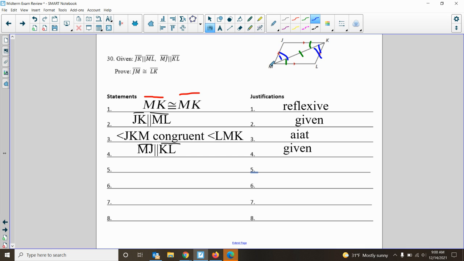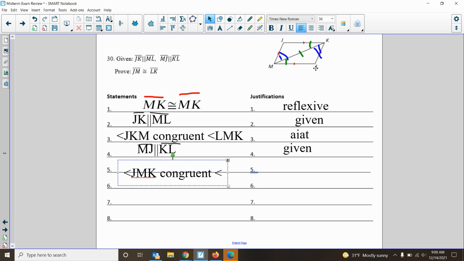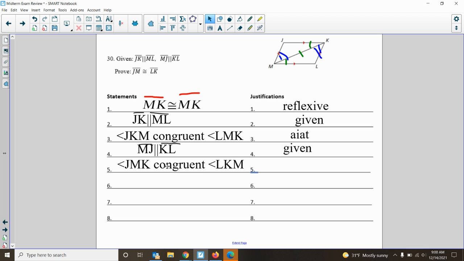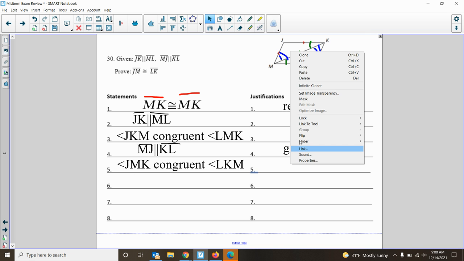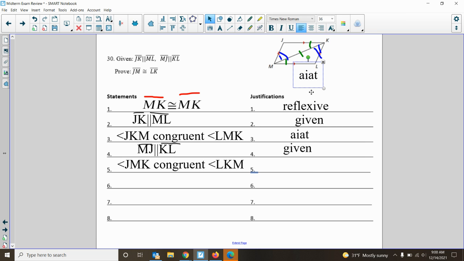So here is angle JMK congruent to angle LKM. AIAT. Right there. And so these triangles are congruent by, it looks like, again, angle, side, angle. So let's write that out.